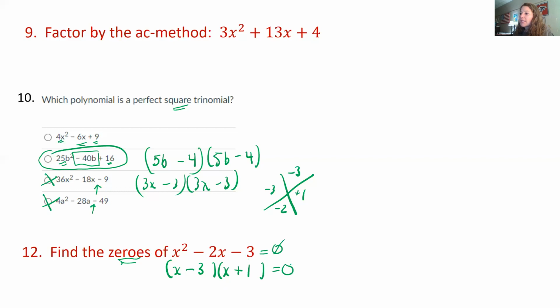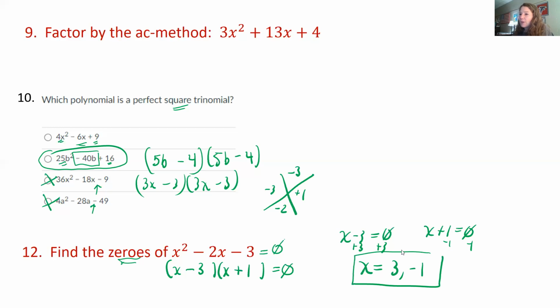Now that we're setting it equal to 0, we have to take both sets of parentheses, set them to 0, and then solve for x. So we would add 3 to both sides. So x is equal to +3 and -1. Those are the zeros of that expression.